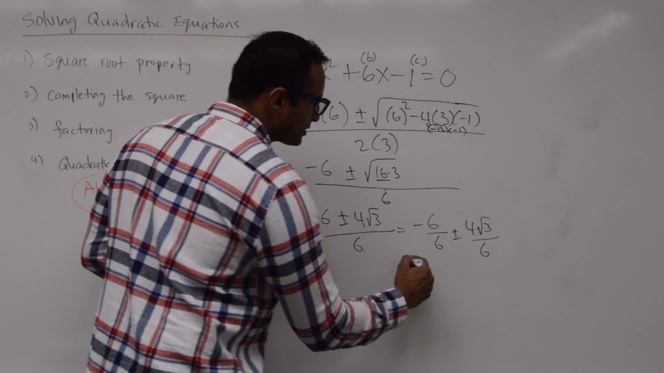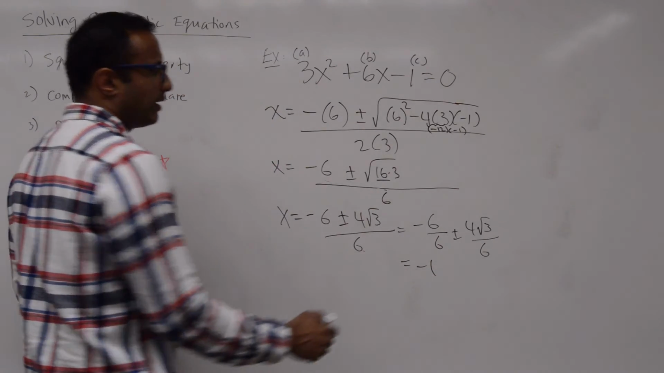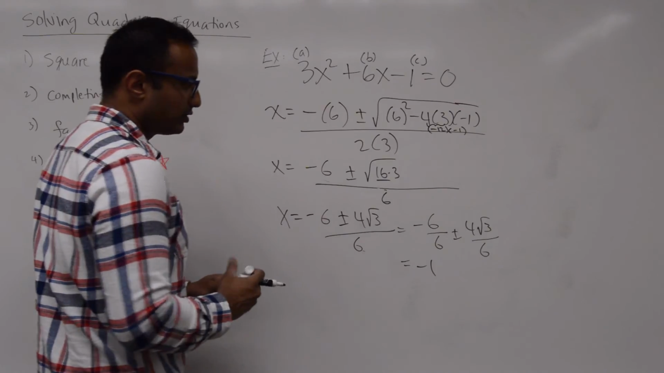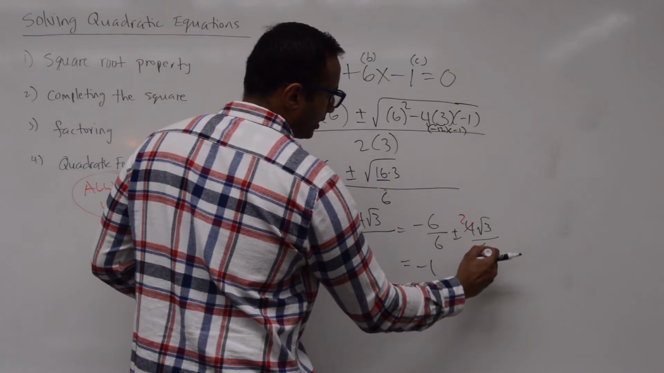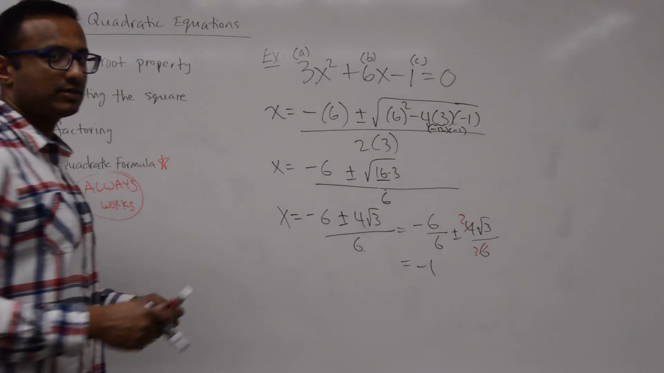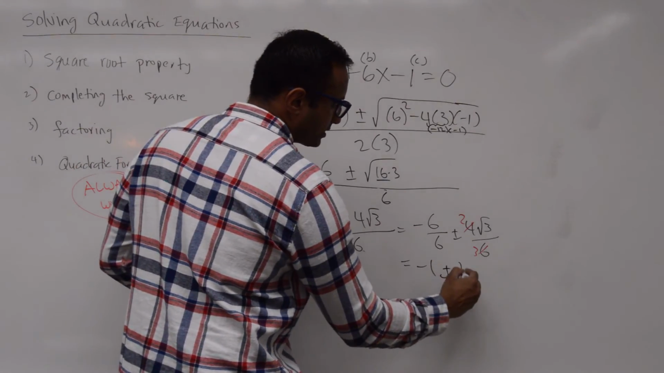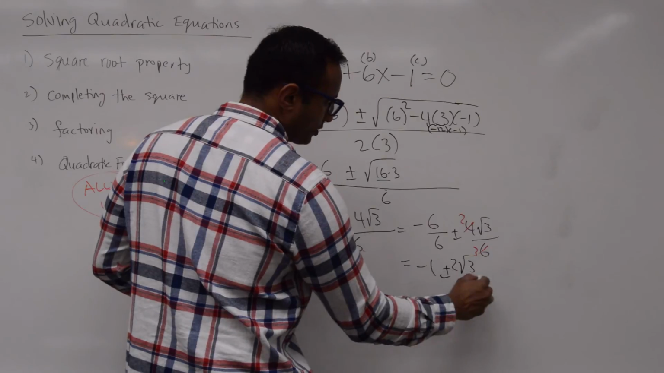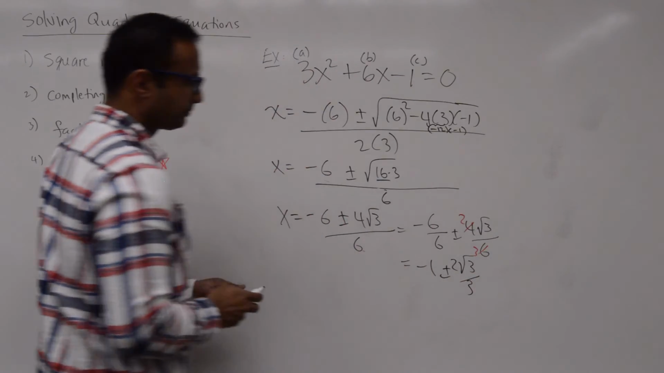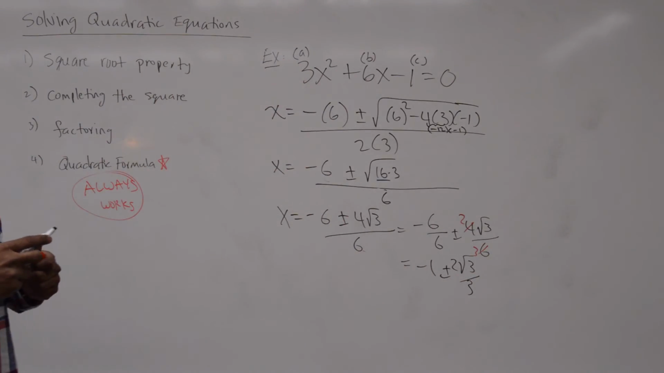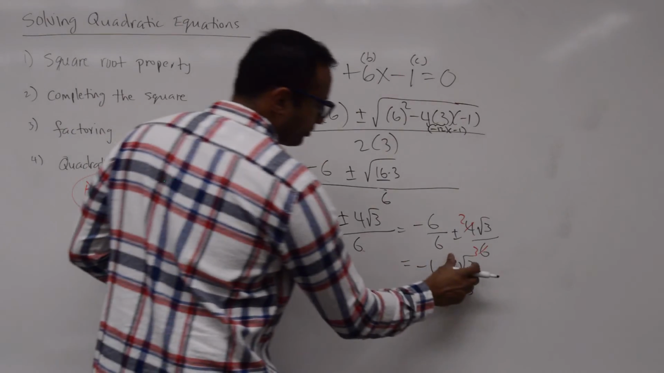Negative 6 over 6 is going to be negative 1. The 4 and 6, you can reduce that by 2. So 2 goes into 4 twice, and it goes into 6 thrice, or 3 times, as you Americans would say. And this will give us plus or minus 2 square root of 3 all over 3. So we got negative 1 plus or minus 2 rad 3 over 3.